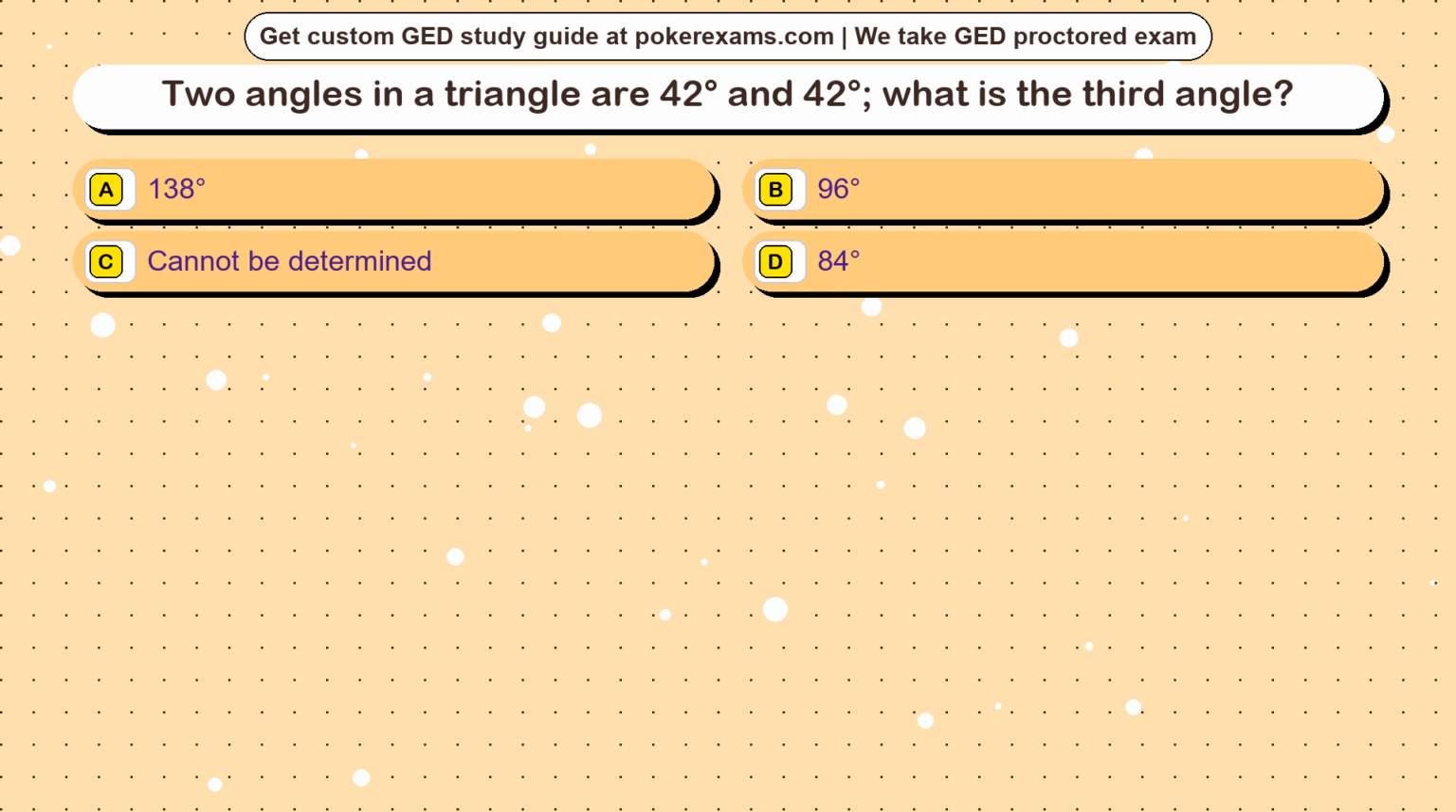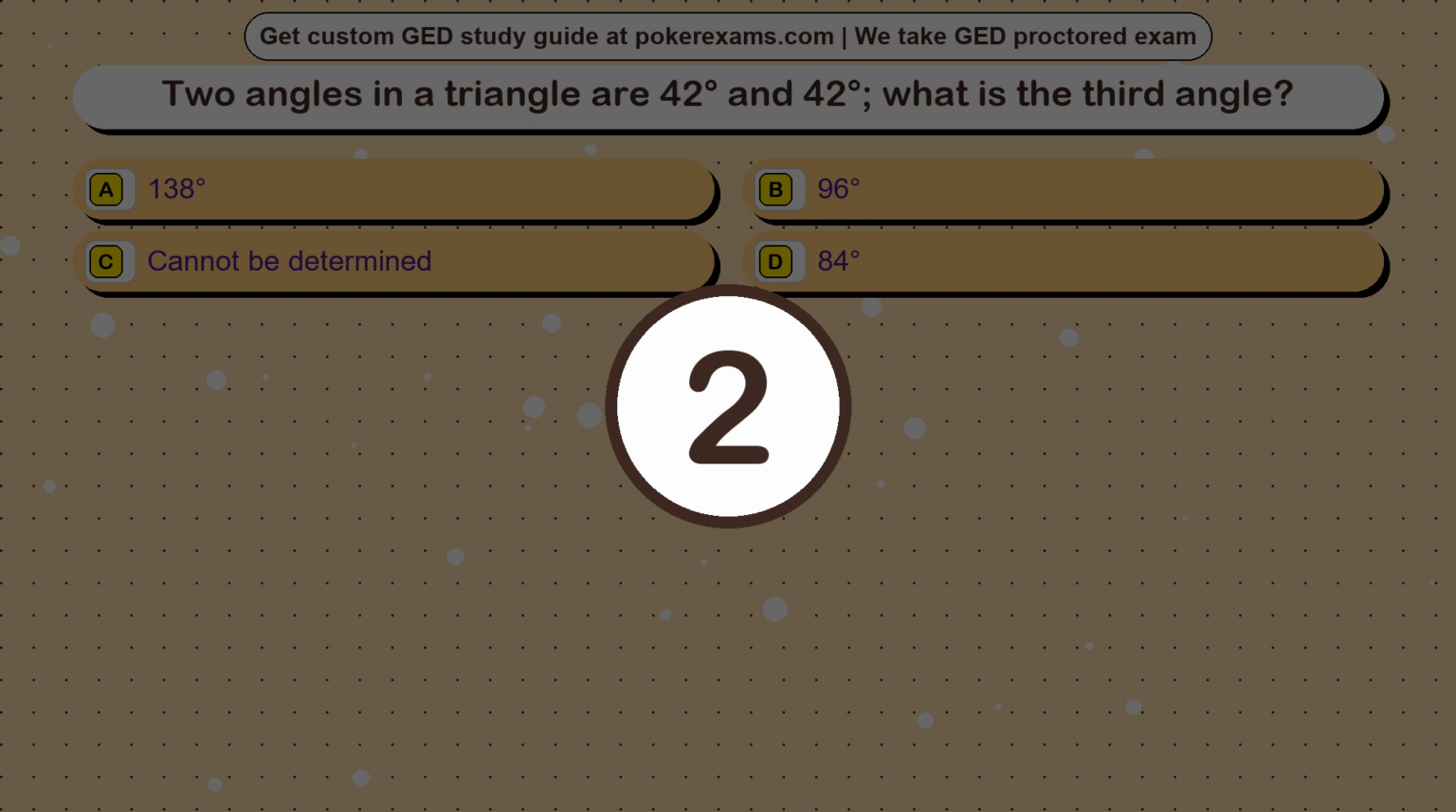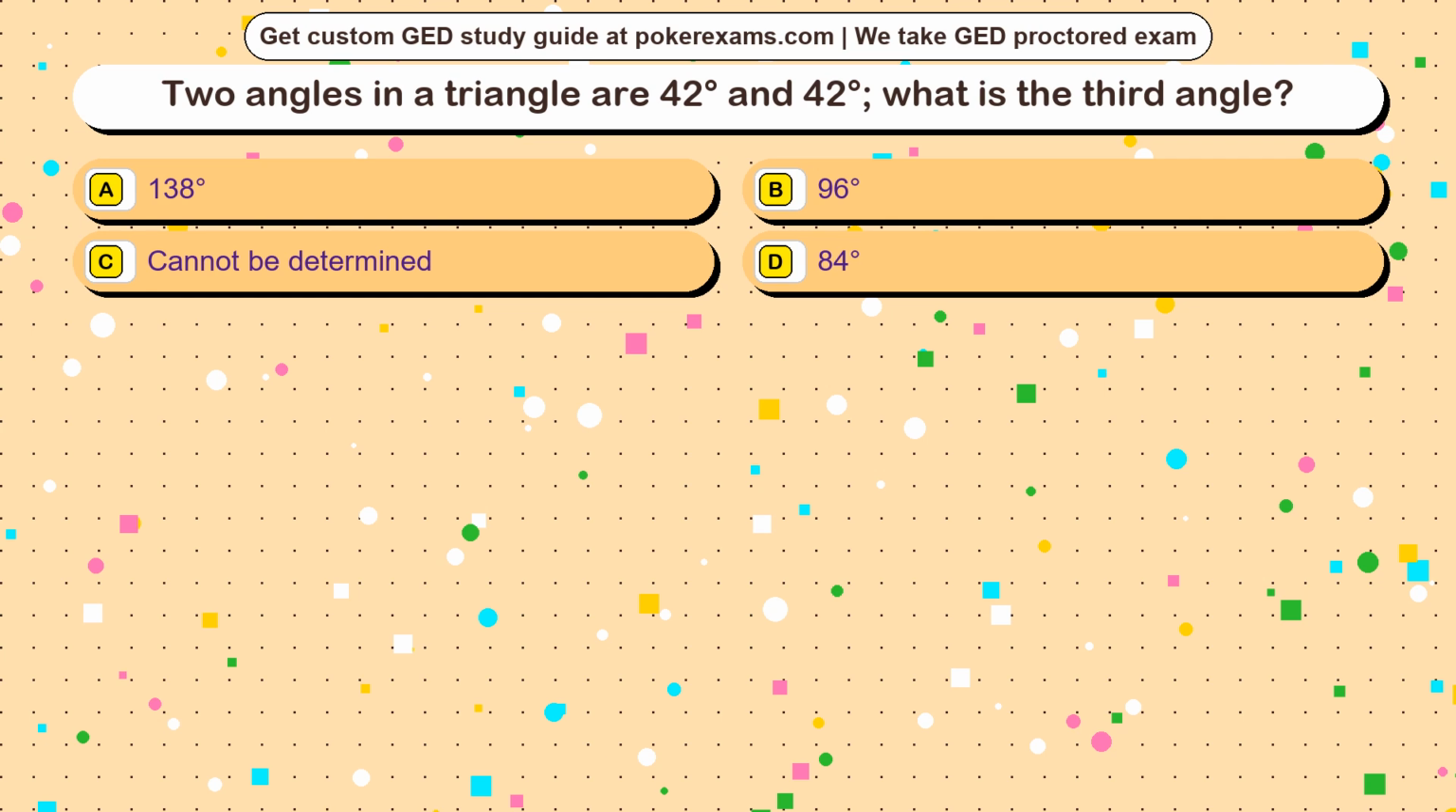Question 3. Two angles in a triangle are 42 degrees and 42 degrees. What is the third angle? Option A, 138 degrees. Option B, 96 degrees. Option C, cannot be determined. Option D, 84 degrees. The correct answer is option.